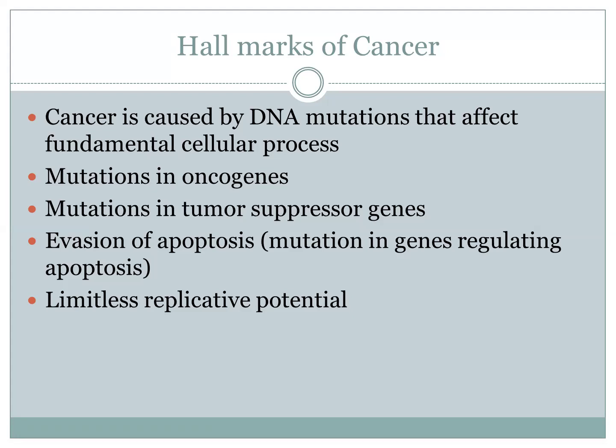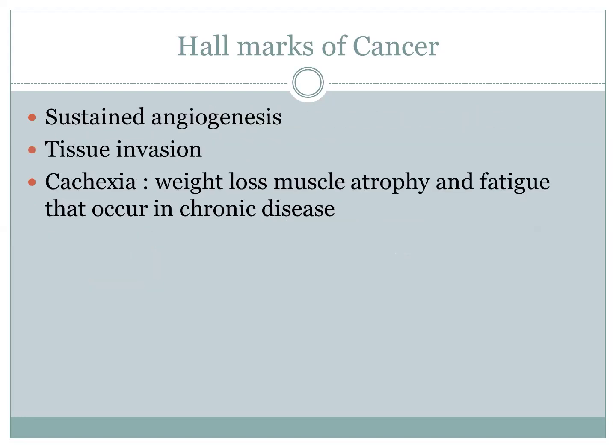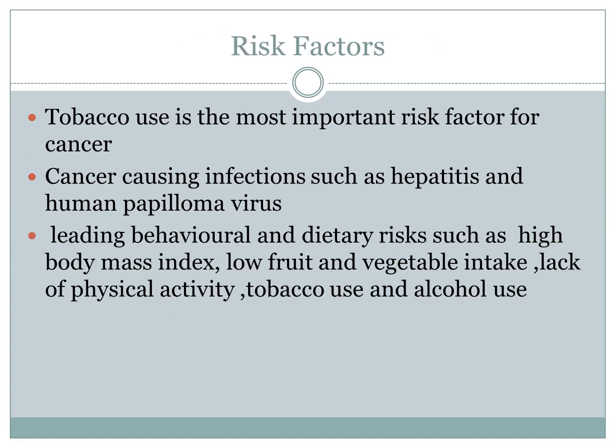Then evasion of apoptosis. The normal programmed cell death is evaded by cancer cells because there is mutation in genes regulating apoptosis, which results in limitless replicative potential. Then, of course, the new tumor development requires nutrients and oxygen for its sustenance in the body. So the tumor releases vascular endothelial growth factors, resulting in increased angiogenesis. And then there is tissue invasion, resulting in invasion of the basement membrane. Then there is cachexia, which is weight loss, muscle atrophy, and fatigue that occurs in chronic diseases like cancer.